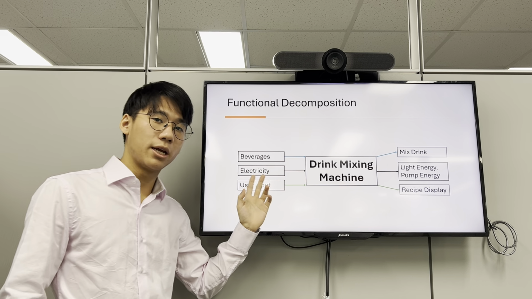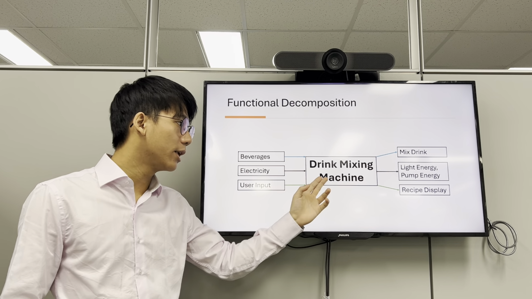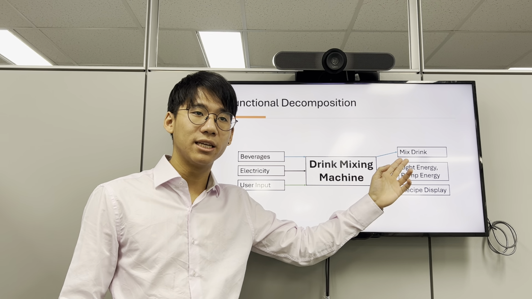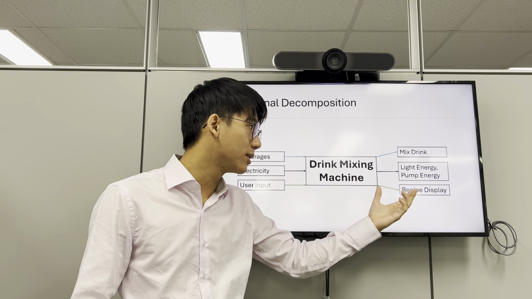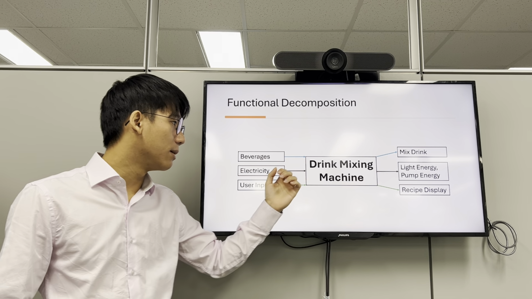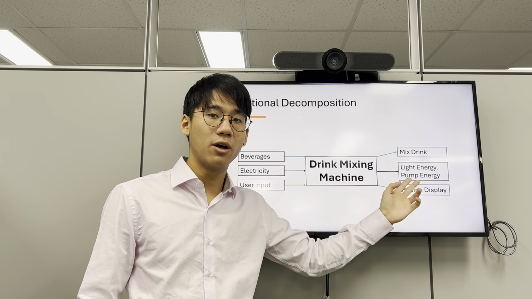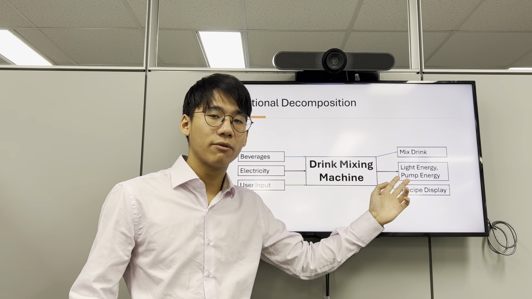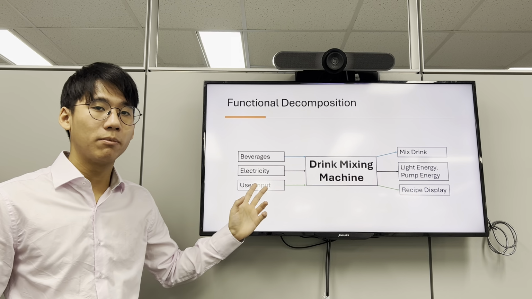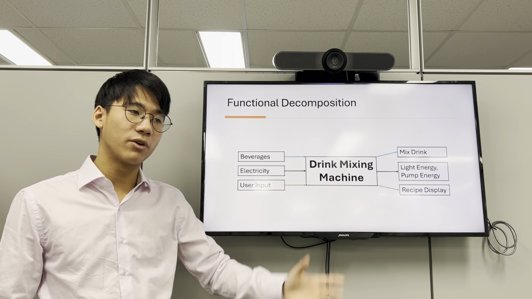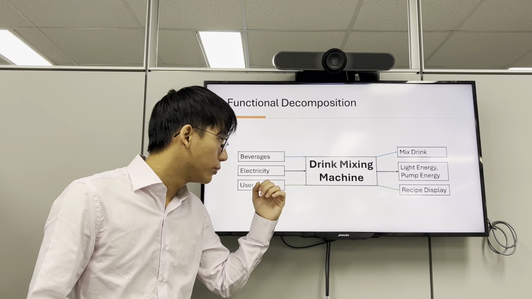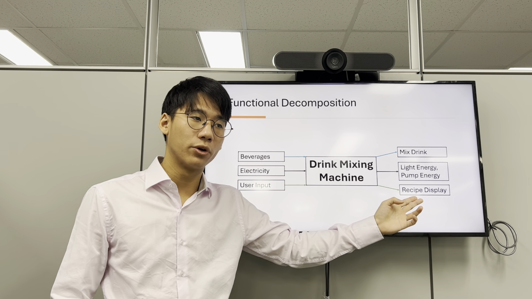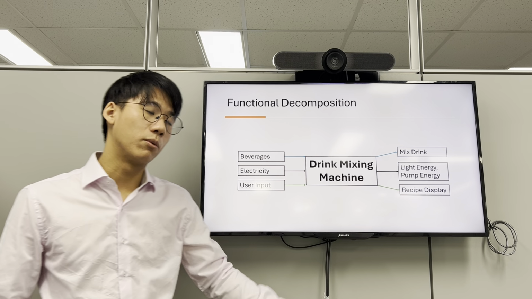The second is the electricity. It's plugged in and comes out as the light energy for the LCD display that displays our recipe, and the power that triggers the pump to draw water or liquid from our tank. The last is user input. That's the recipes of different mixed drinks or cocktails put into the mixing machine, displayed on the LCD for the user to choose what they want to make.